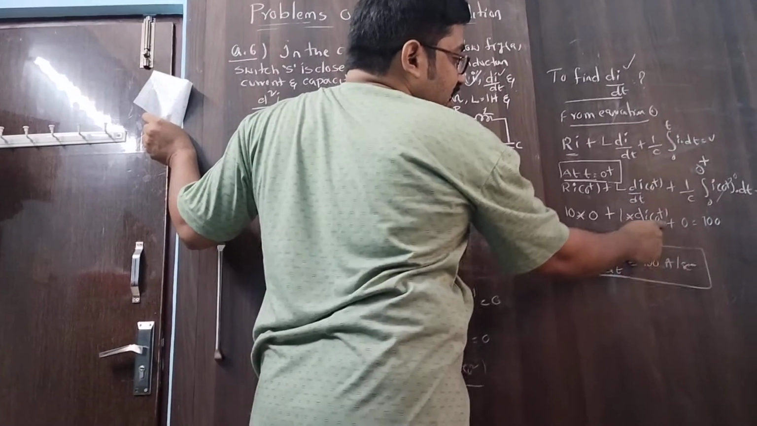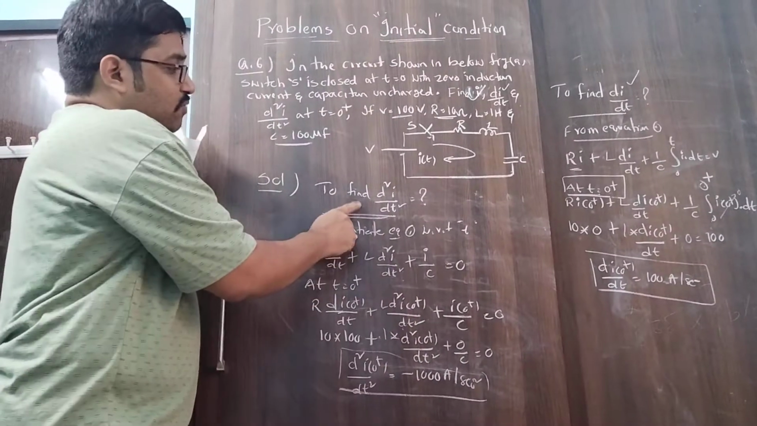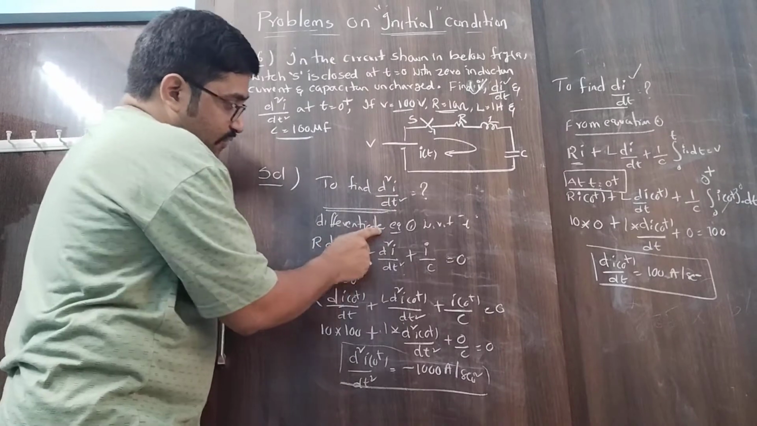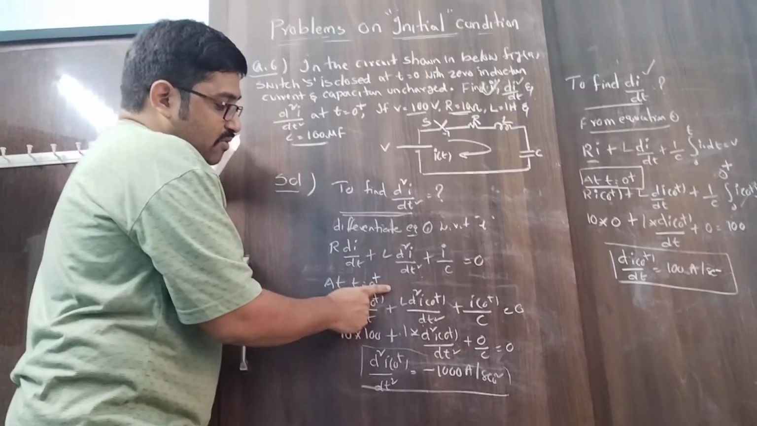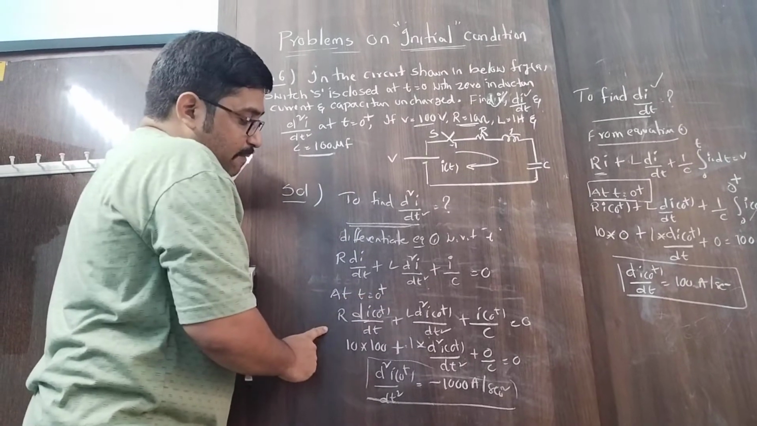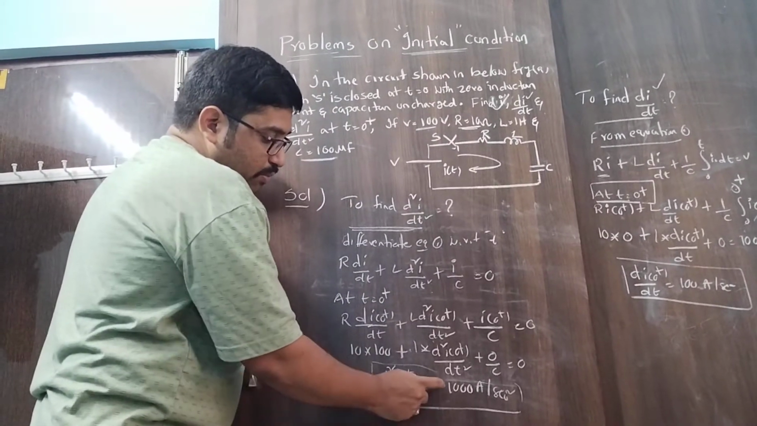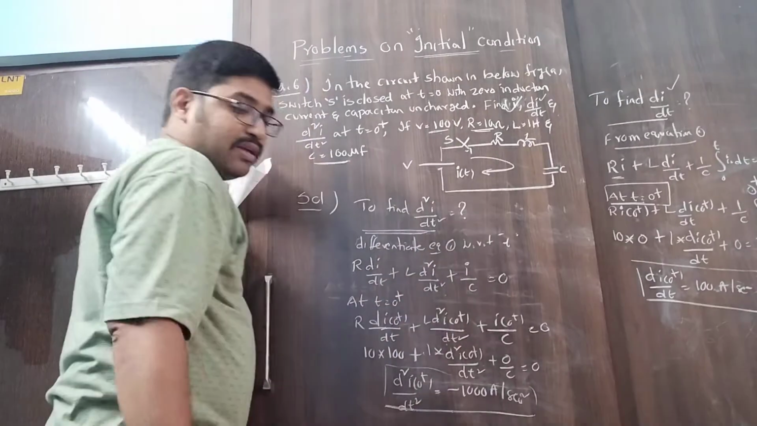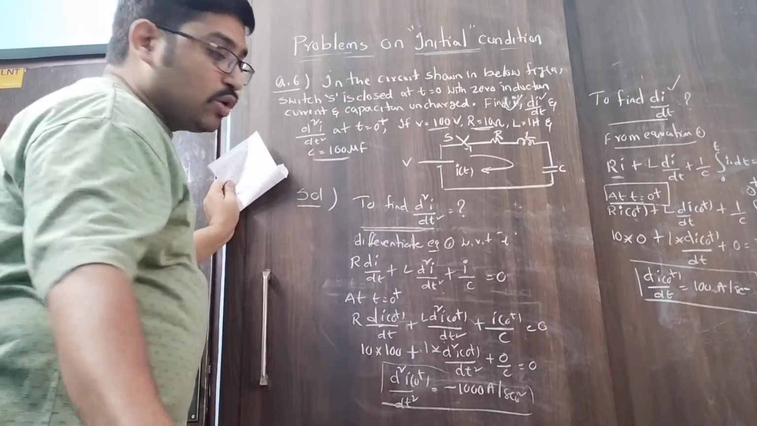1 into di divided by dt of 0 plus is equal to 100 ampere per second. If you want to find d square I divided by dt square, differentiate equation 1 with respect to t. You are going to get this equation. If you substitute the value of t is equal to 0 plus, after doing simple simplification, you are going to get minus 1000 ampere per second square. So this is question number 5, question number 6. Now question number 7.